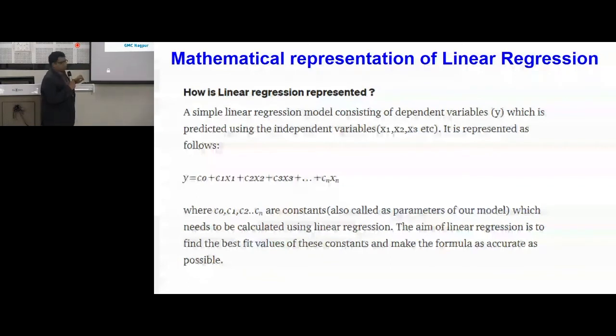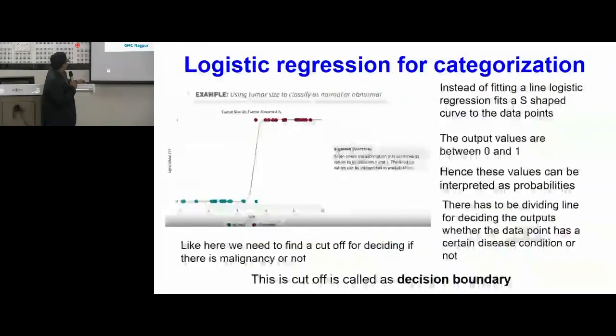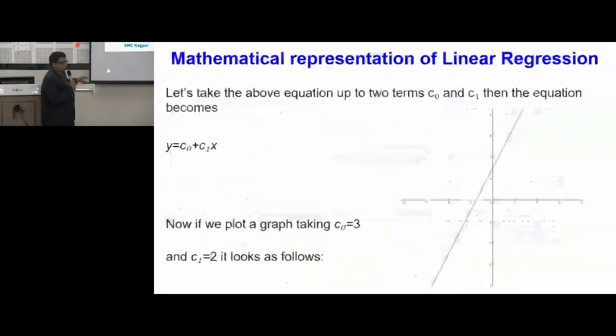So the generalized linear regression: I have defined that y is equal to c0 plus c1 x1, and a lot of x can be there, independent variables. So this is the linear regression problem. The x's are our variables, and c0, c1, c2 are our parameters. Again, the aim of linear regression is to find the best fit. This is why it is called linear.